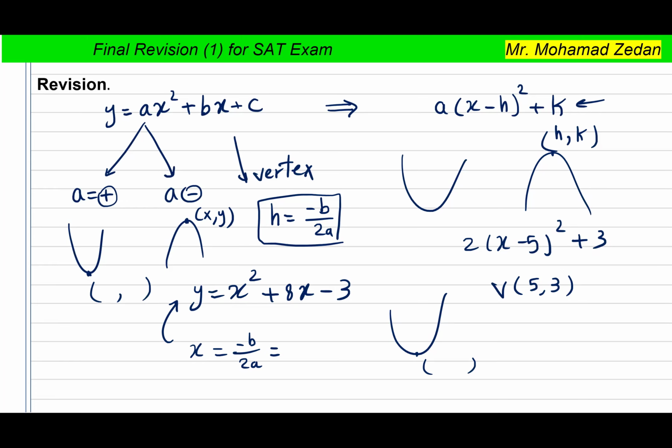If you can solve it, please give me your answer. Please, Muhammad. -4. -4, very good. -8 over 2, which is -4.